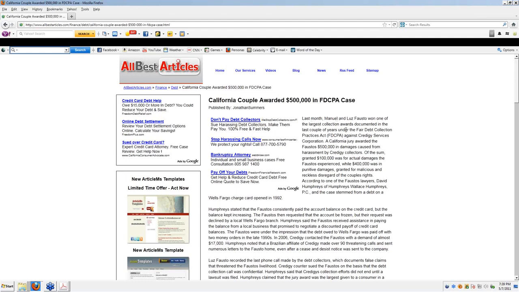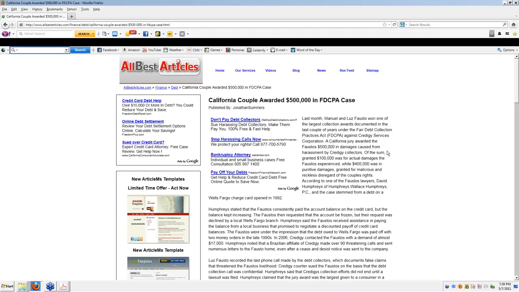Manuel and Luz Fausto won one of the largest collection awards documented in the last couple of years under the Fair Debt Collection Practices Act against Credigy Services Corporation. A California jury awarded the Faustos $500,000 in damages caused from harassment by Credigy collectors. Of the sum granted, $100,000 was for actual damages the Faustos experienced, while $400,000 was in punitive damages granted for malicious and reckless disregard of the couple's rights.